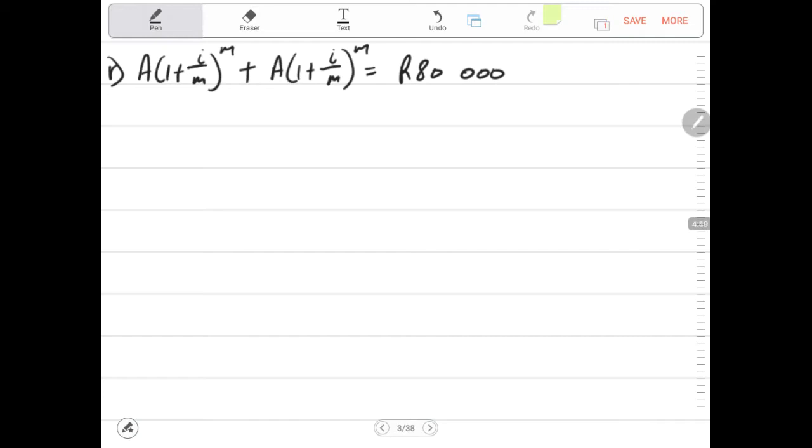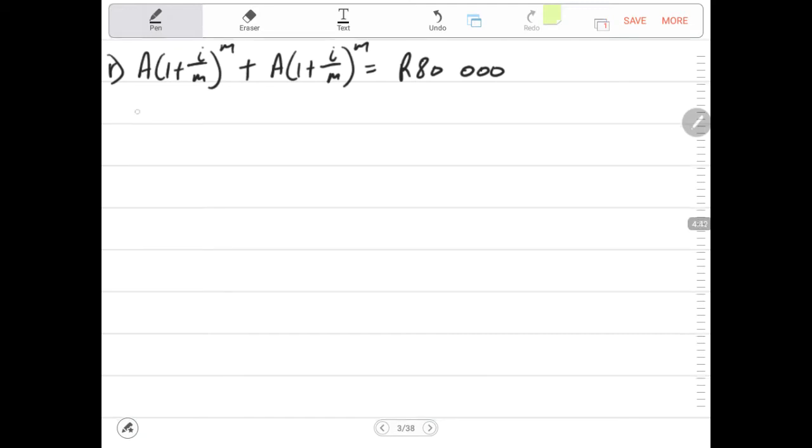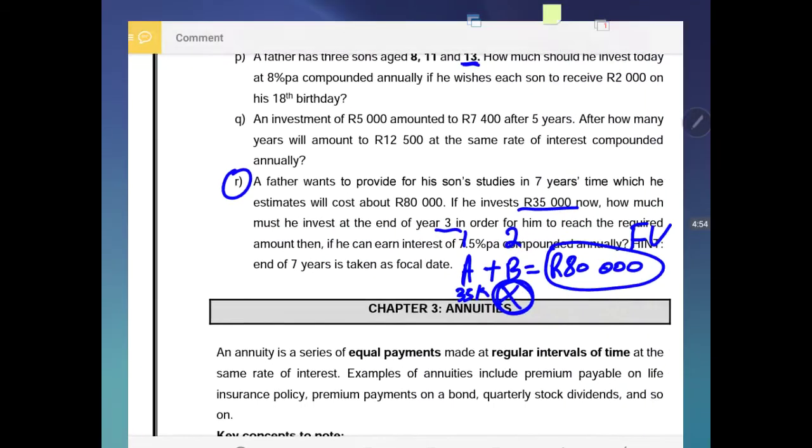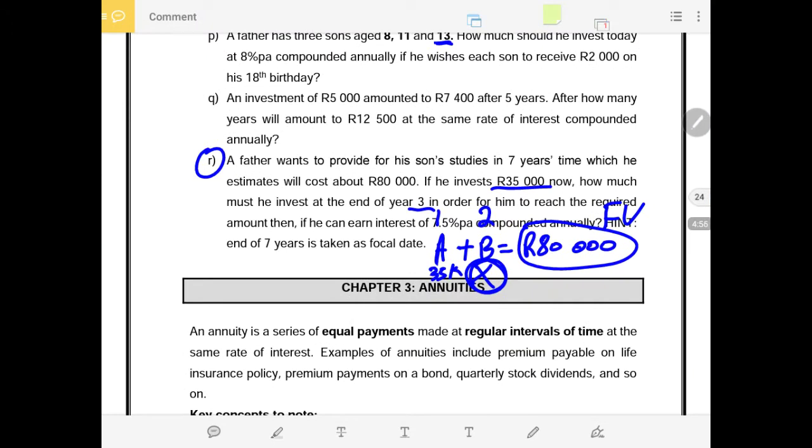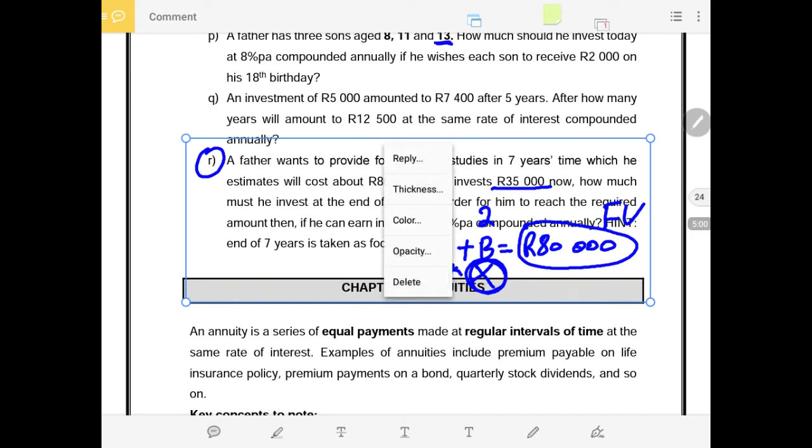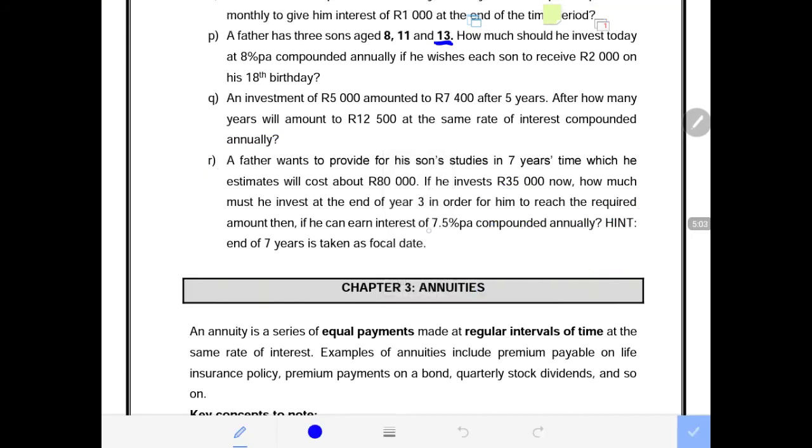So now we need to say the amount to be invested in the first investment is 35,000 rands. That is known. Open brackets 1 plus 0.0. We need to look for the interest rate if there is one. The interest rate is available and it is 7.5% per annum, compounded annually, once a year.